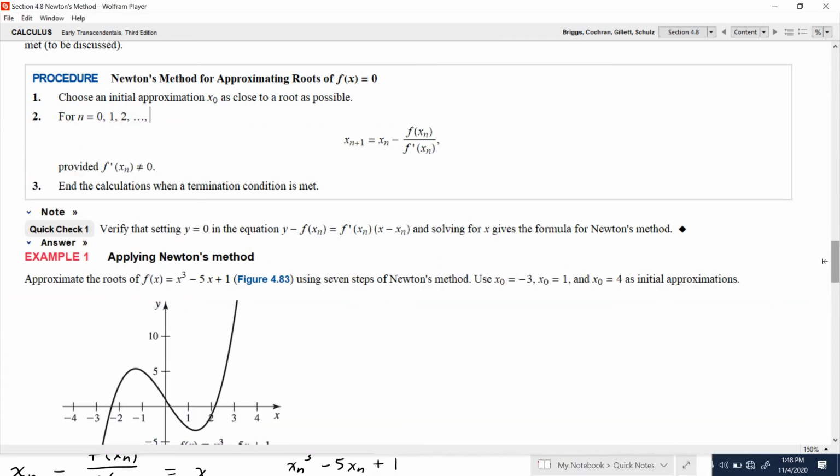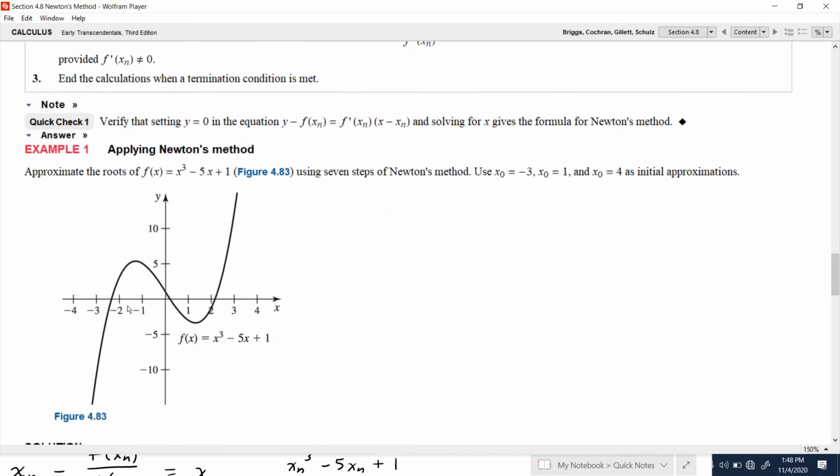Okay, so we have 3 x-intercepts here that we're going to try to approximate. And let's start with approximating this one here. Let's say our initial guess for this one is going to be negative 3, and of course we label that as x sub 0.